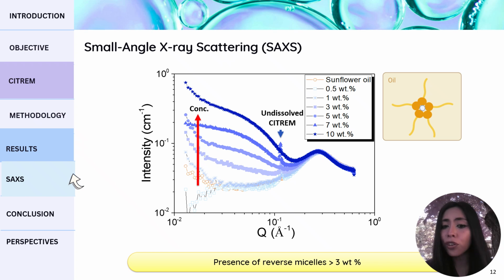And finally, for 5 and 7 weight%, we can see a small peak coming from the non-melted Citrem crystals. And also, we can confirm here the presence of reverse micelles above 3 weight%.